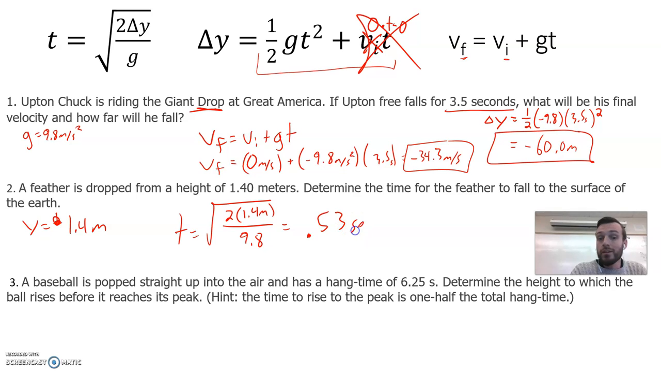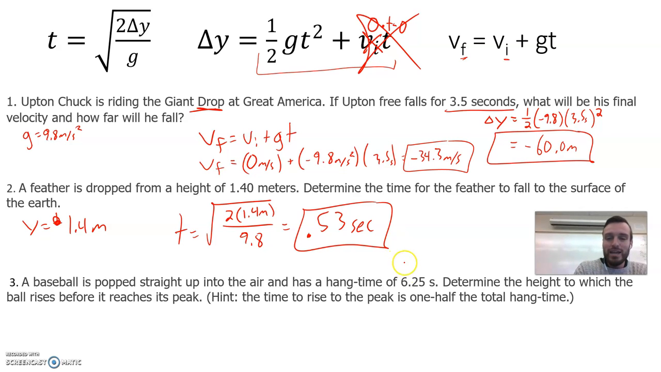0.53. That's why you have to bring your own calculator, by the way. Don't trust the answer that you're given. Is that one, okay? So the next one says a baseball is popped straight up into the air and has a hang time of 6.25 seconds. Determine the height to which the ball rises before it reaches its peak. The time to rise to the peak is 1/2 of the total time. I think what it means is how high does the ball go?